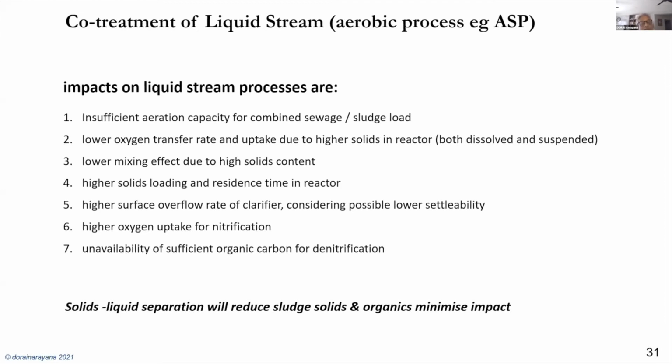Higher solids loading and residence time in your reactor, higher surface overflow rates of clarifier, considering possible lower settlability. Because the settlability is low, that could cause overflow of solids out of the clarifier, both primary and secondary. Higher oxygen uptake for nitrification. Ammonia content in your sludge will also be high, and that will take up some oxygen where nitrification takes place. And if you are doing a denitrification with an anoxic zone, then you need to have an organic carbon source, and there's a possibility that this is insufficient, right? So these are some of the things we have to watch out for.